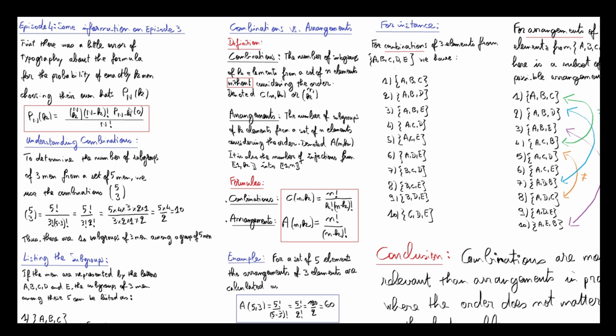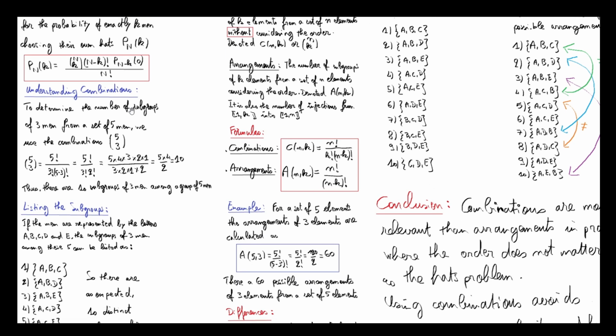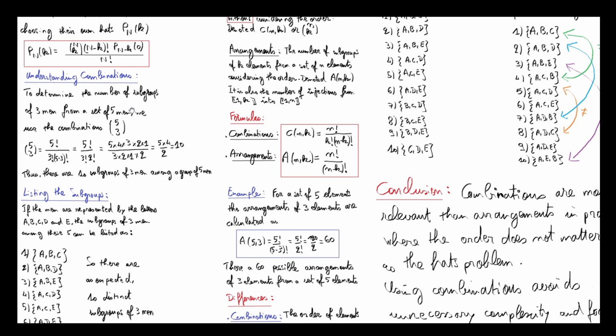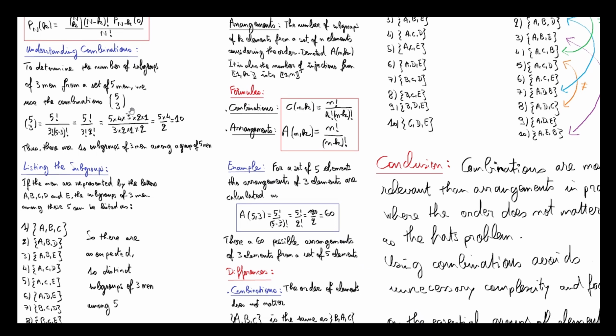We need to understand combinations. To determine the number of subgroups of 3 men from a set of 5 men, we use the combination 3 choose 5, which is described below. The result is 10, because 5 times 4 divided by 2 equals 10. Thus, there are 10 subgroups of 3 men among a group of 5 men.